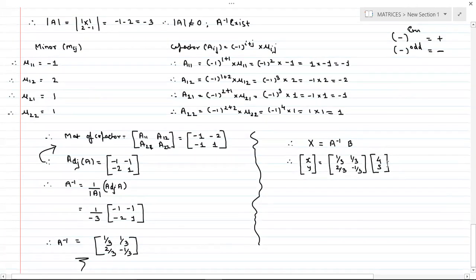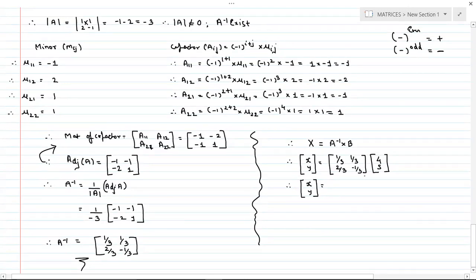Okay, now after this, what exactly do you have to do to find the answer for x and y? The given question is in the form of a linear equation in two variables. In short, the final answer should be in the form of x and y. So now we'll see how to find the answer. See the connection between A inverse and B, that is multiplication. And we know how to solve a multiplication process.